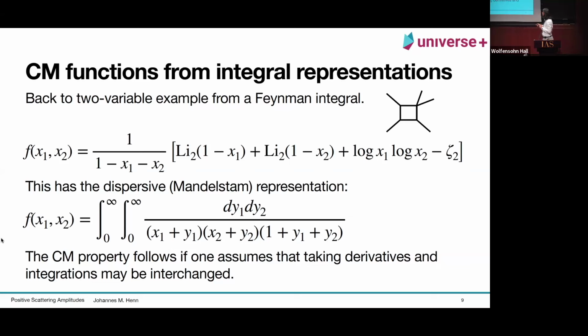So if you had to derive this, you could notice that these logarithms generate the branch cut, and then this is the discontinuity. And here I've written it, since the cut is on the negative real axis, I've changed variables, so here everything is positive. So this is a valid representation. And now having this representation, the CM property is almost trivial to read off because, first of all, this is positive. And then once you differentiate with respect to x1 and x2, you just get this pattern of minus signs that appeared in the definition.